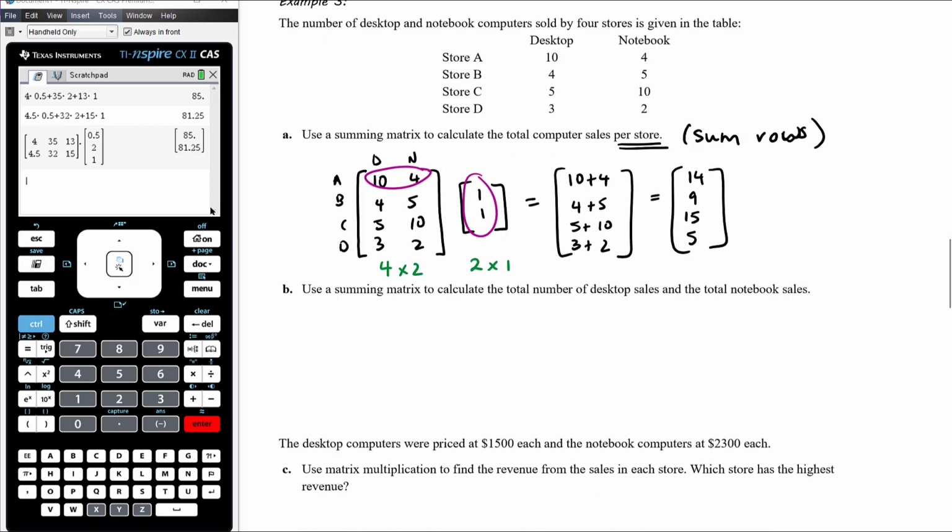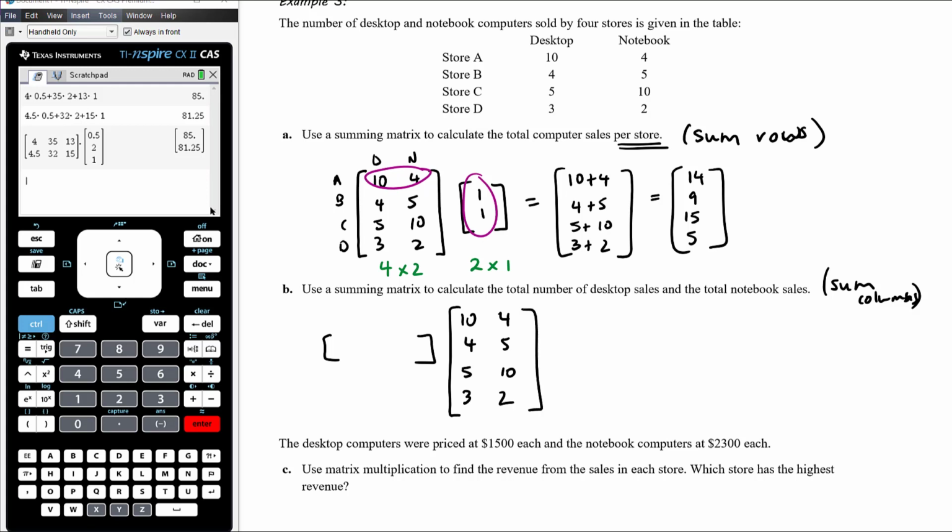Use the summing matrix to calculate the total number of desktop sales and the total notebook sales. So this time we want to add the columns. So this time we're going to need a row matrix beforehand. Remembering that we've got our sales matrix 10, 4, 4, 5, 5, 10, and 3, 2, this is a 4 by 2 matrix. This has to be a 1 by something matrix. It's going to have to be 1 by 4 so that that multiplication works. And so when we do that, we're going to get a 1 by 2 matrix.